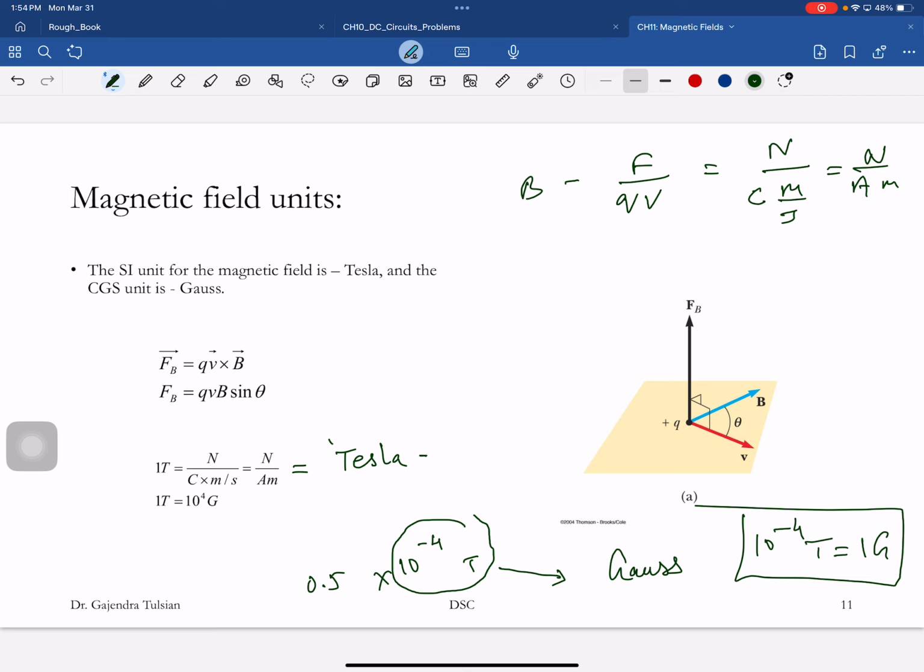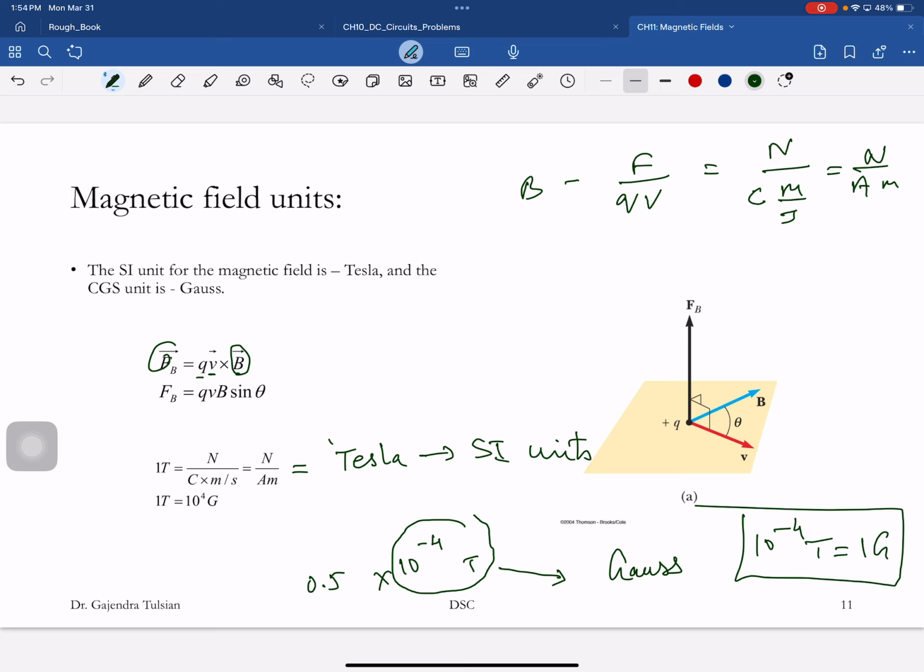The Tesla is the SI unit for magnetic fields. It's just a very large unit. So what is 1 Tesla? Why was it defined that way? 1 Tesla is the magnetic field you need for 1 Coulomb of charge moving at 1 meter per second to have a force of 1 Newton.